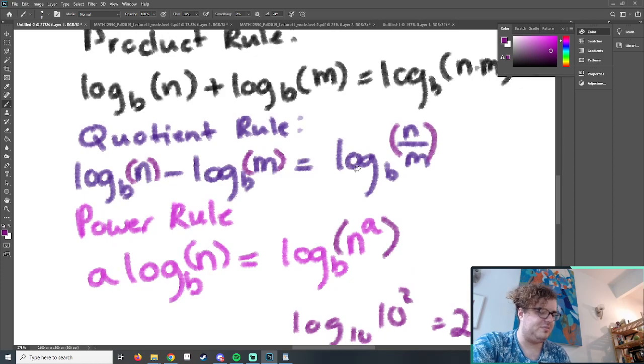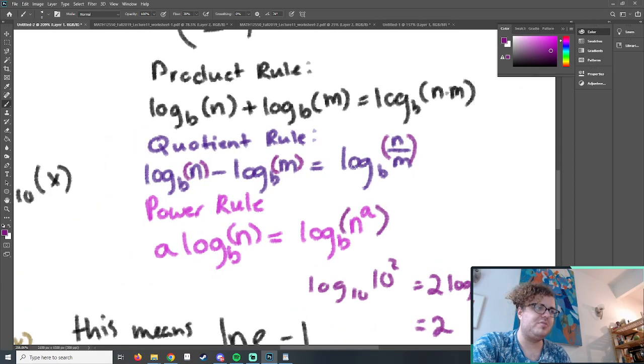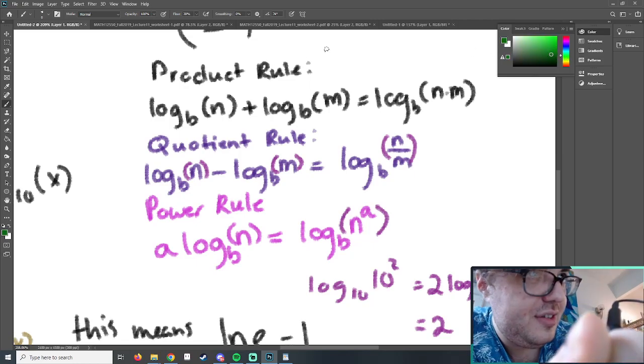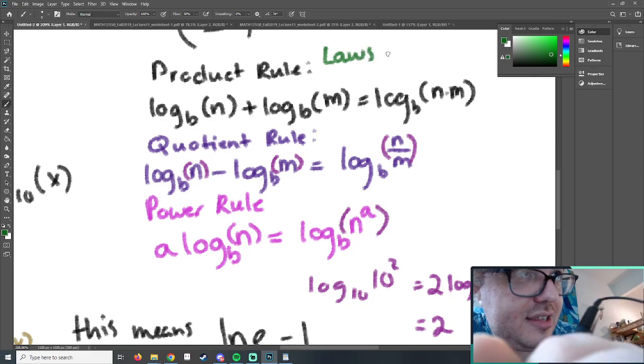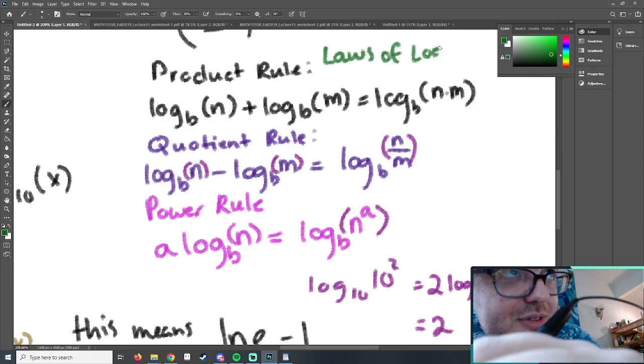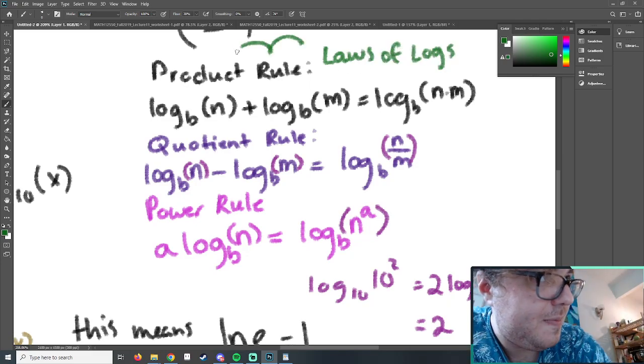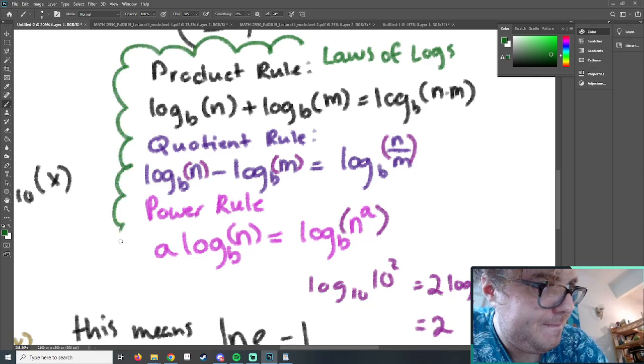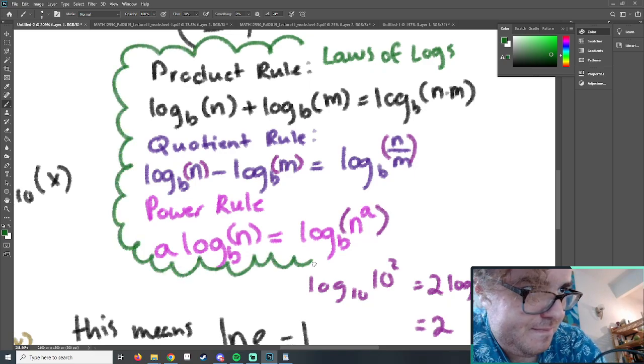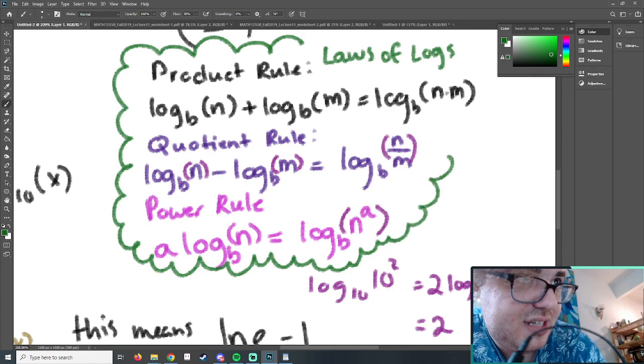So again, I'll zoom out here and I'll show you these three rules: the product rule, the quotient rule, and the power rule. Even though they're usually called rules, together they're known as the laws of logarithms, sometimes abbreviated as the laws of logs. This last thing was just an example, it wasn't the law.